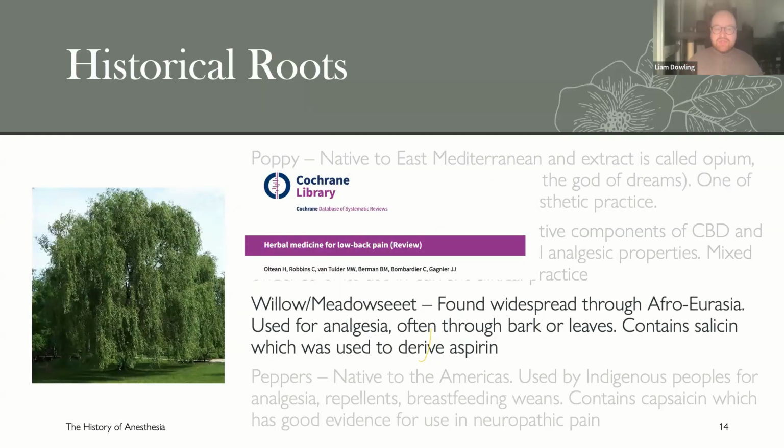Other interesting ones are willow and meadowsweet. This is a plant found widespread throughout the Afro-Eurasian continent, and it has an analgesic component called salicin, which is found in its bark and leaves. Historically, a lot of ancient cultures would bite down on bark and chew willow leaves to help relieve pain. It was actually meadowsweet that was originally used to derive the aspirin that we use today. So a lot of the basic medicines that we think of come from plants and were derived, at least in the 1700s or 1800s, to find that active metabolite. And there was a Cochrane review looking at herbal medicine for low back pain, which found that salicin did improve pain, at least compared to placebo.